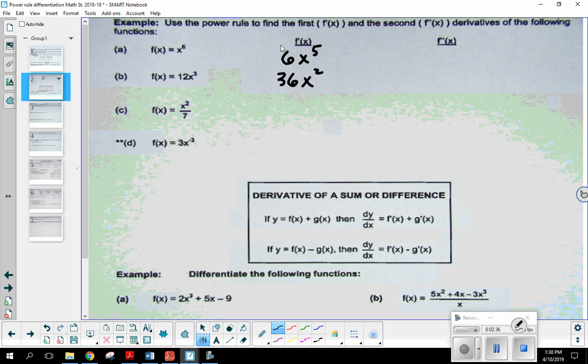Okay, Evelyn, can you help her out? There you go. 5 times the coefficient in front, that would be 30. Subtract 1 from the power. 30x to the fourth. Yes. The second derivative is acceleration, typically, in these word problems.